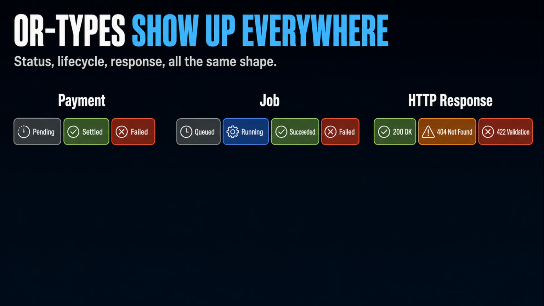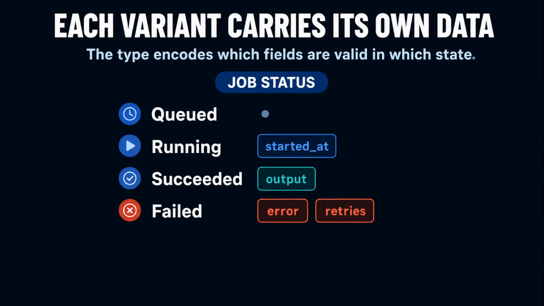Each variant is a distinct case, and the variant decides what data is valid. Rust enums are vastly more powerful than the Python or Java keyword you may be remembering. Each variant in an enum can carry different data, and the data is what you would expect for that case. Queued carries nothing. Running carries a started-at timestamp. Succeeded carries the output. Failed carries an error message and a retry count.